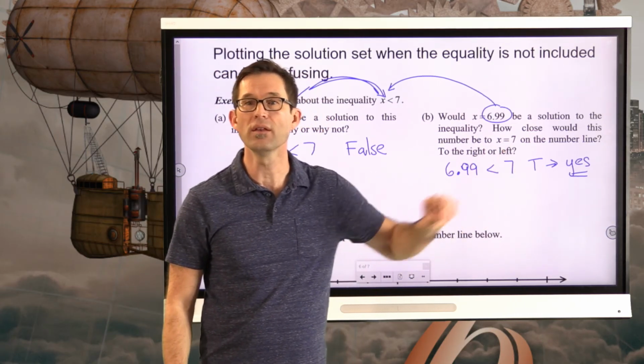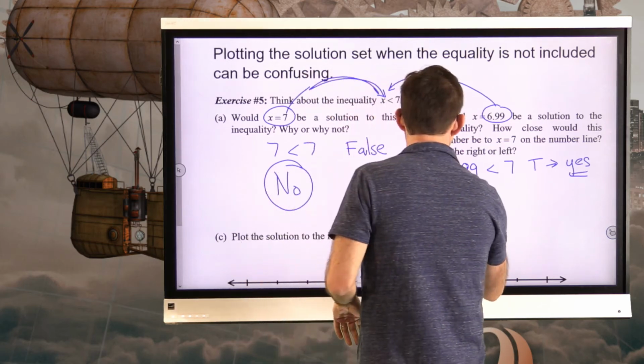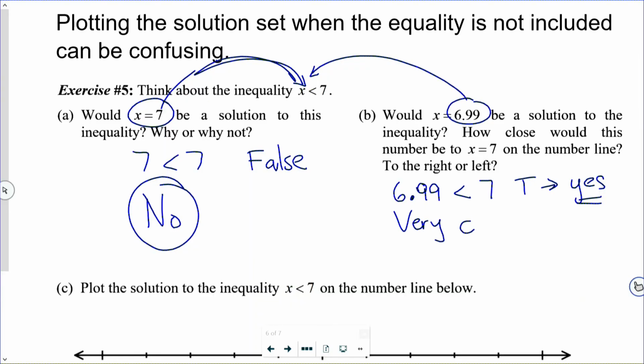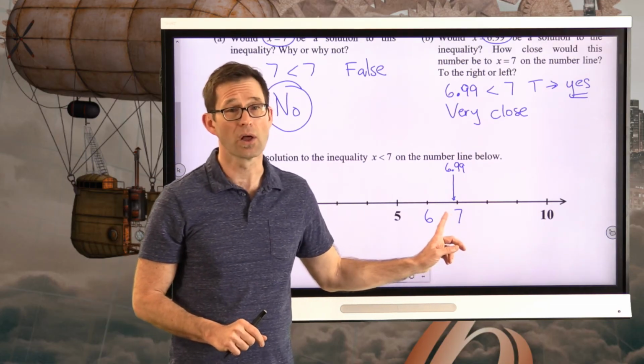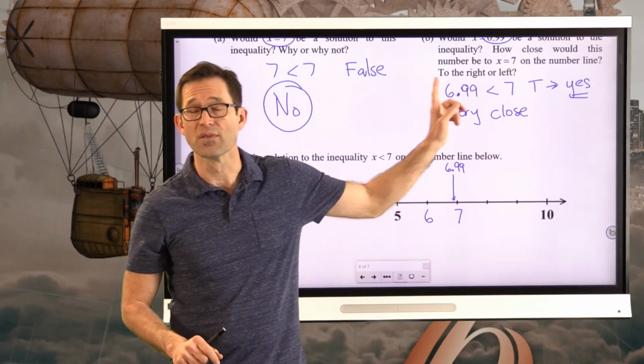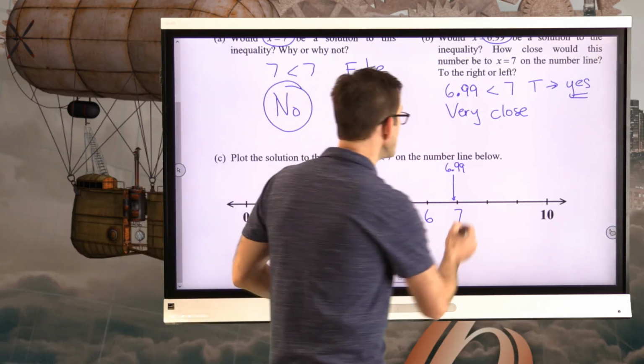I picked 6.99 because of the second question. How close would this be to x equals 7 on the number line? Very close. So close. Let me come down to the number line for a second. Here's 7. Here's 6. 6.99 would be maybe right there, maybe even a little bit closer. That might be where 6.9 is, but let me pretend it was 6.99. It'd be close. And that answers the third question, to the right or the left. Well, it'd be to the left of it.